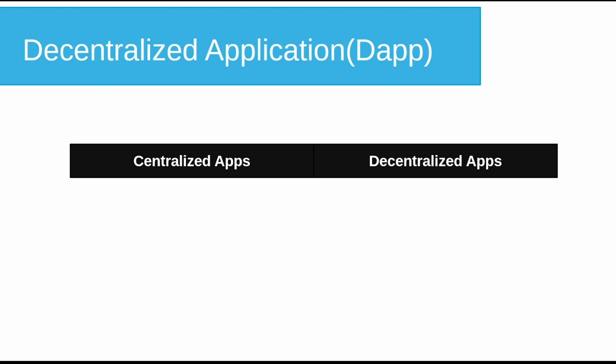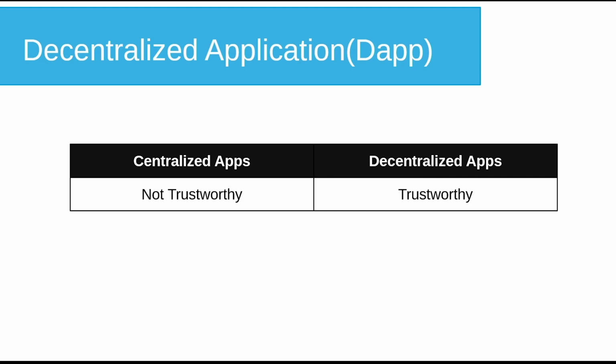So now let us see the differences between centralized applications and decentralized applications, so that we can better understand how they work. When we are talking about centralized applications, they are not trustworthy. The main issue with centralized applications is that whatever they say, they never do. They are taking our data, and they are saying that they are not taking it. Like Facebook, YouTube, Google, they say that they are not misusing your data, but we do not know what code they have written.